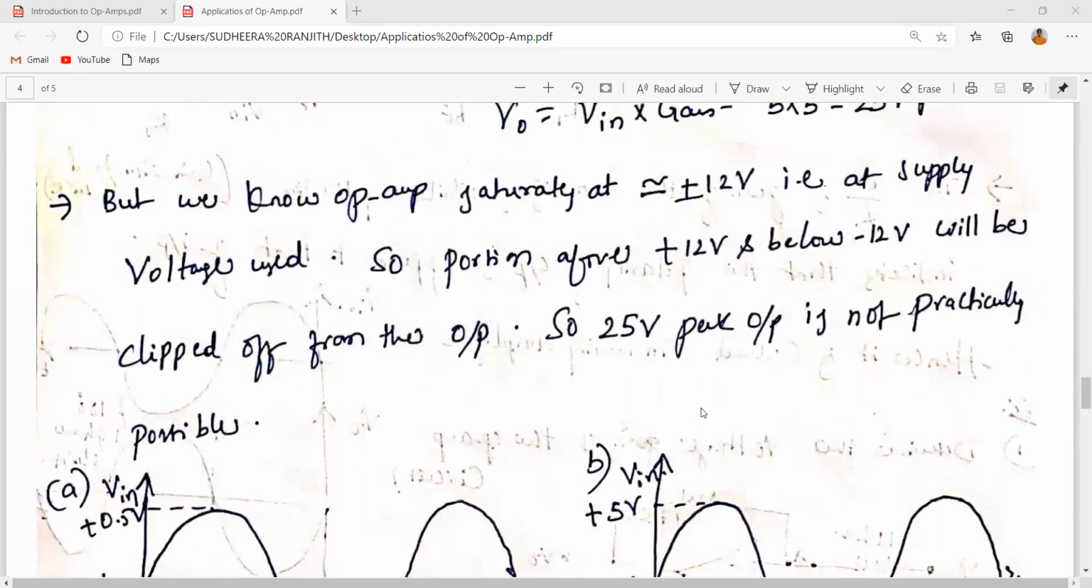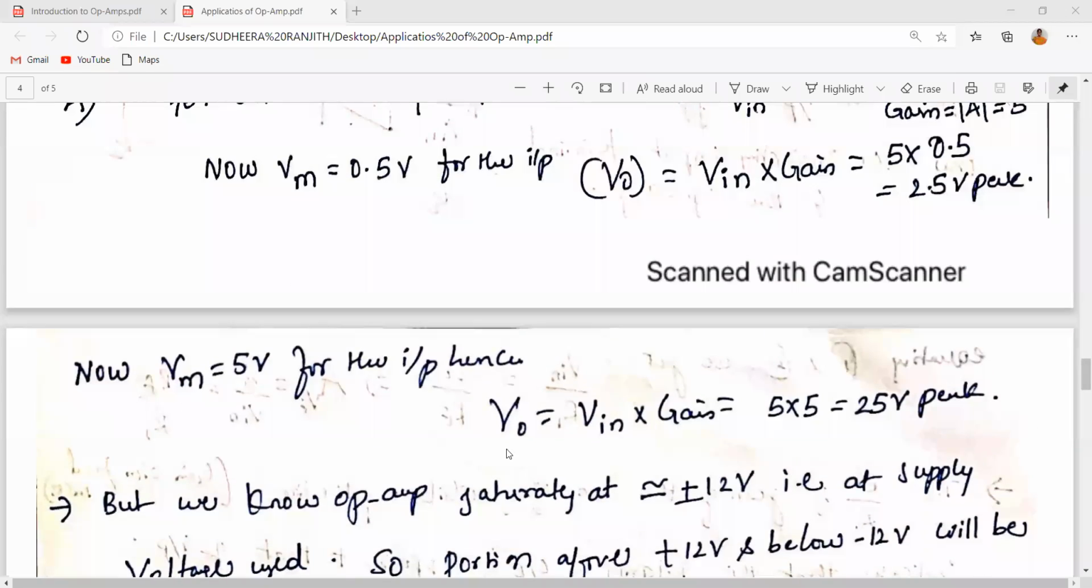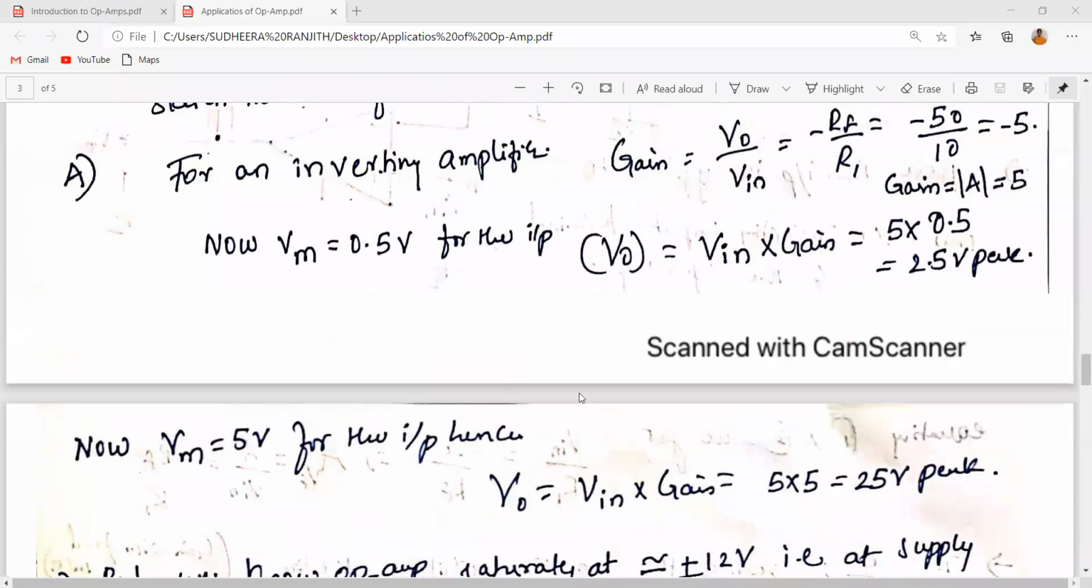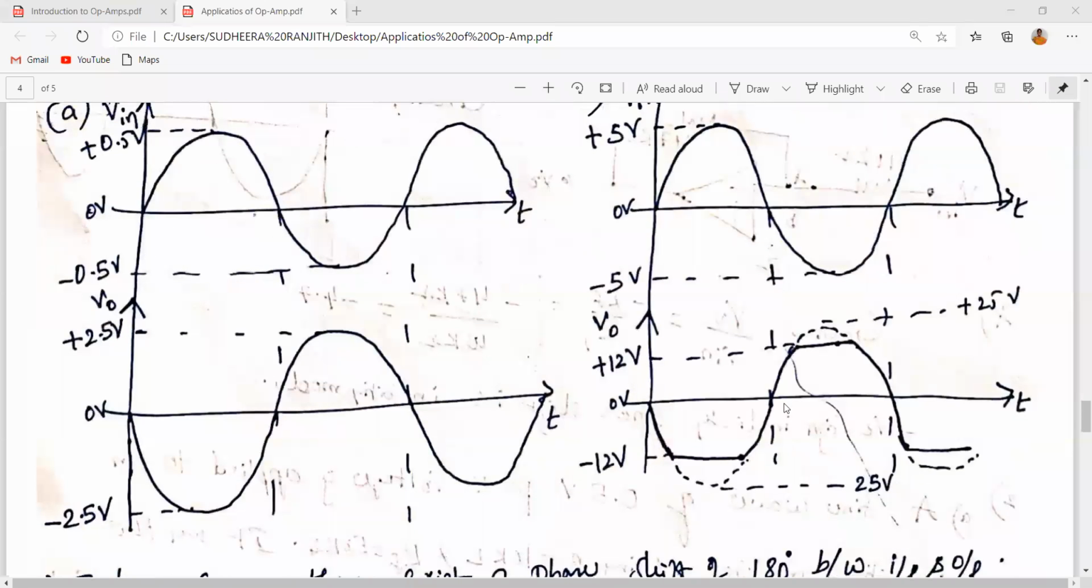That means if you are trying to plot or get the output by applying 5 volts as the input, the output waveform looks like this.